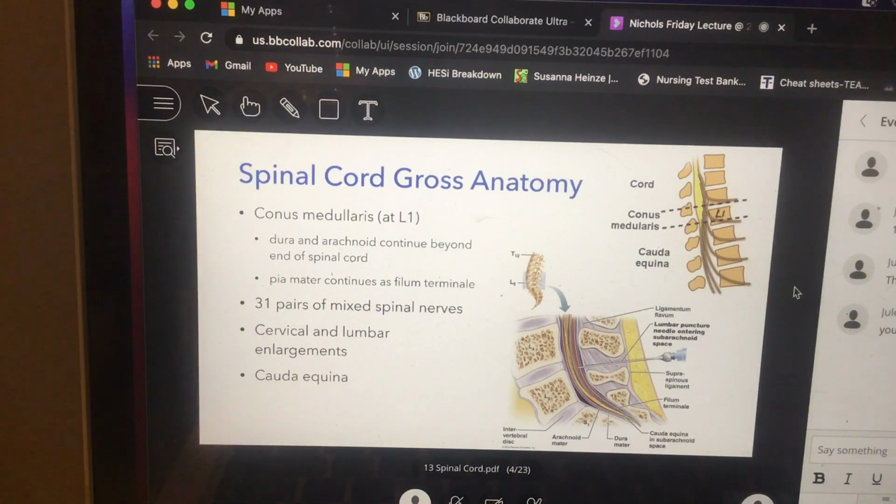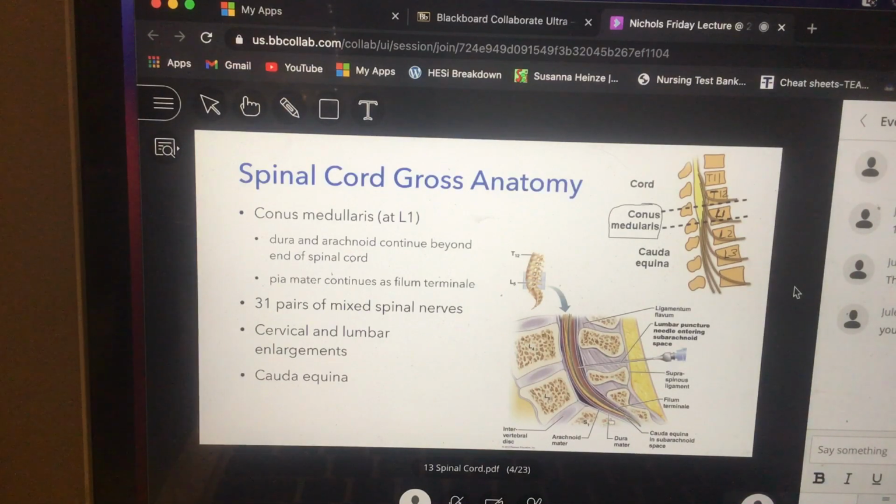This is L1. This would be T12, T11. All right, so this is L2, L3, and so on. The official end of the spinal cord is known as conus medullaris. Conus medullaris, it's the official end of the spinal cord. And the pia sticks to the surface of the end of the spinal cord, but the dura and the arachnoid continue on down.